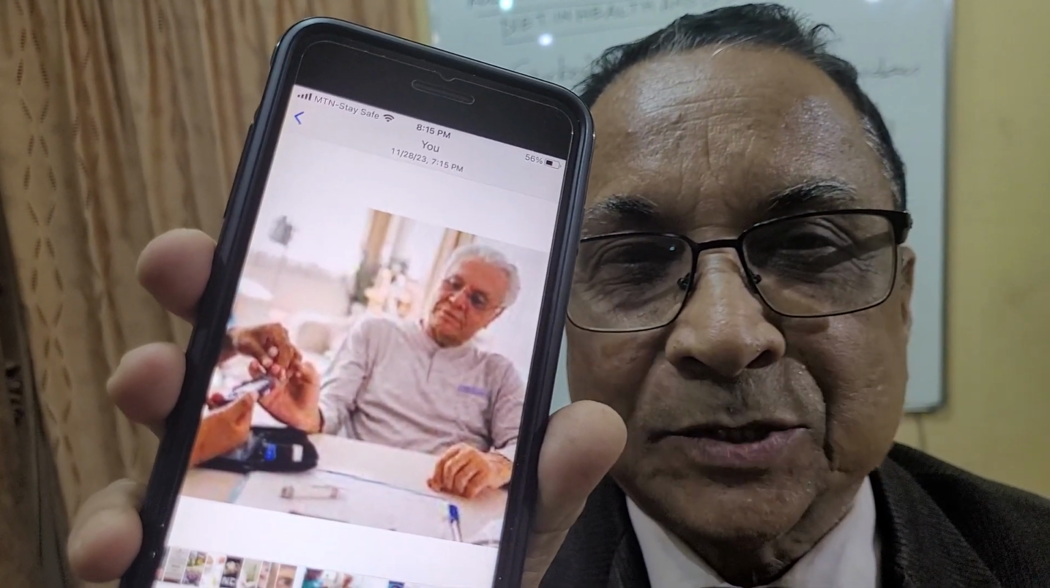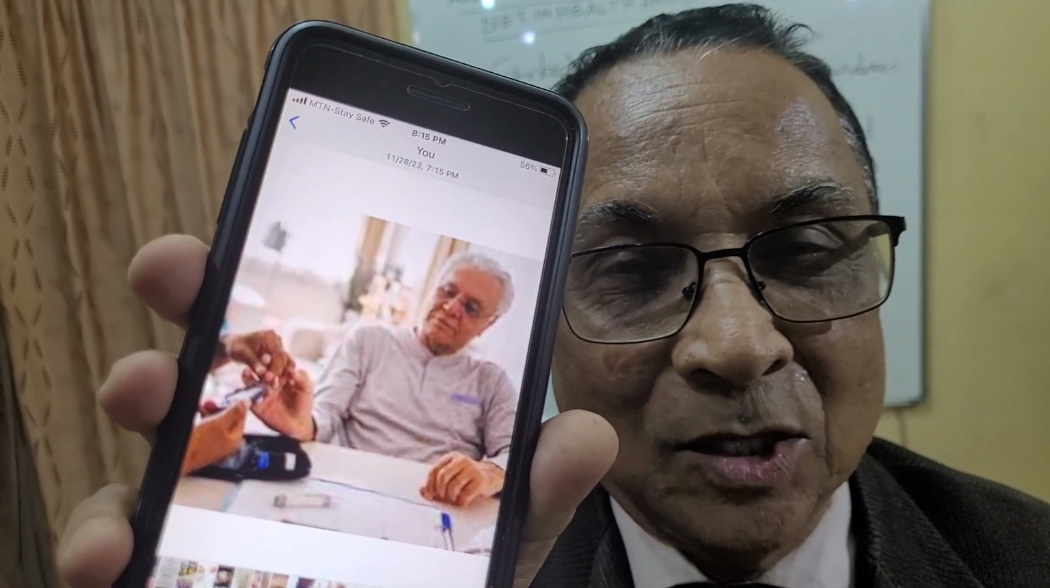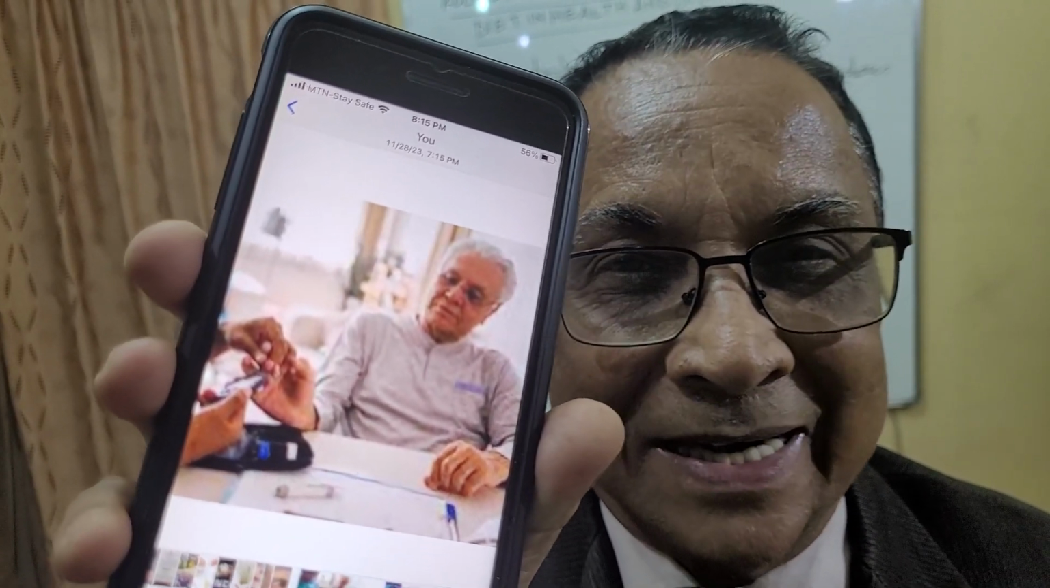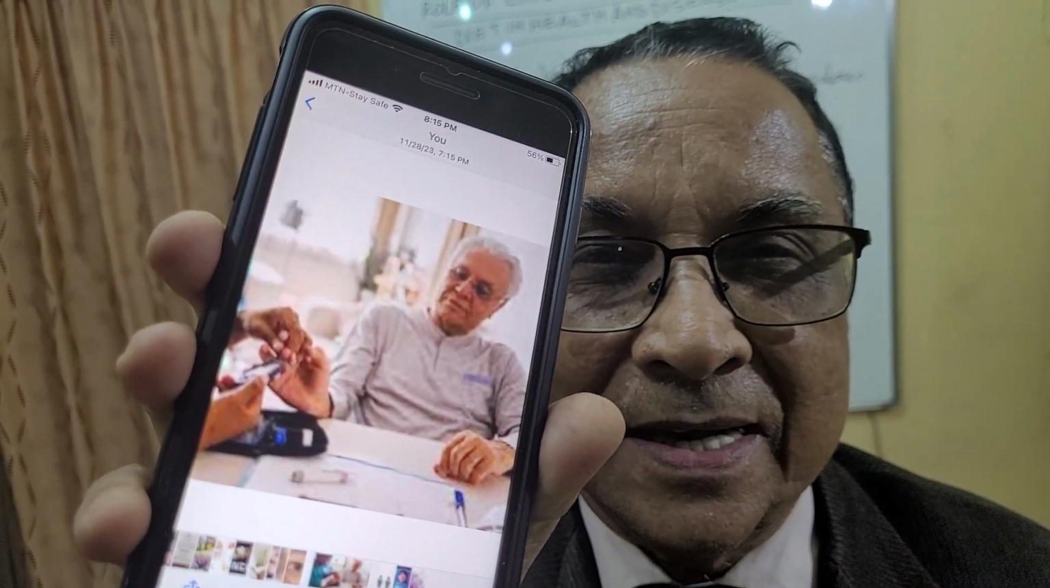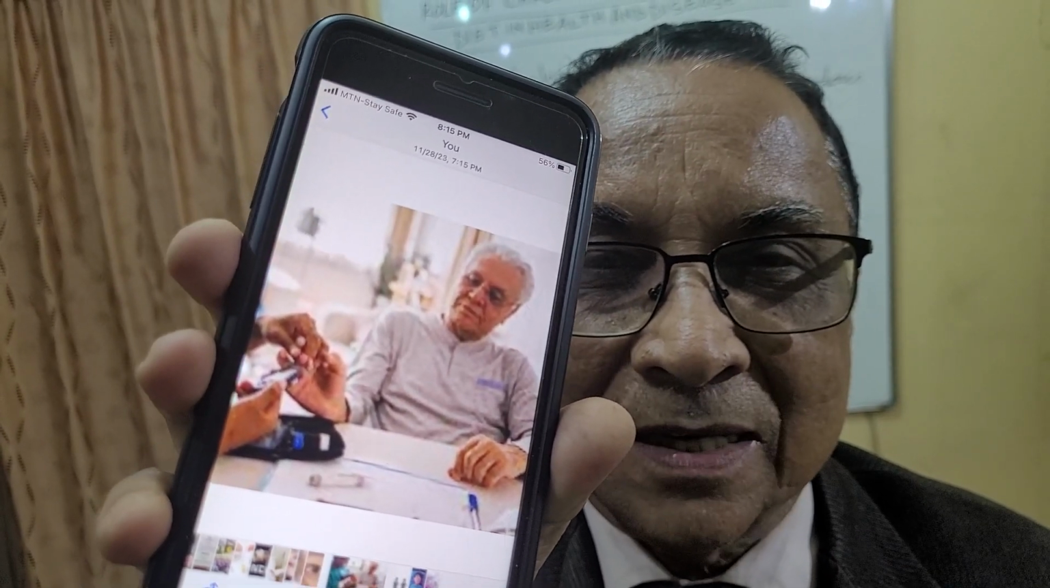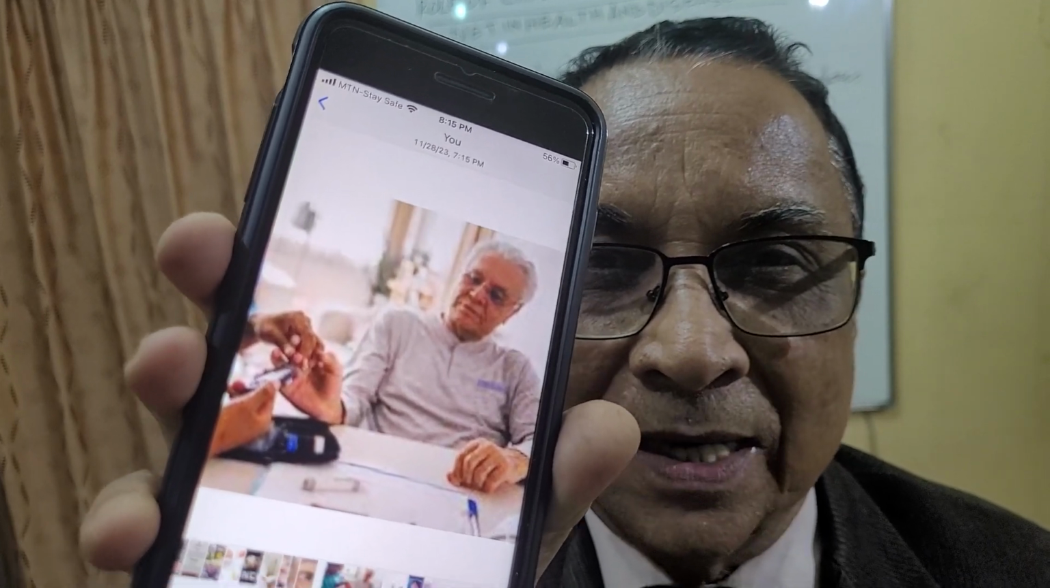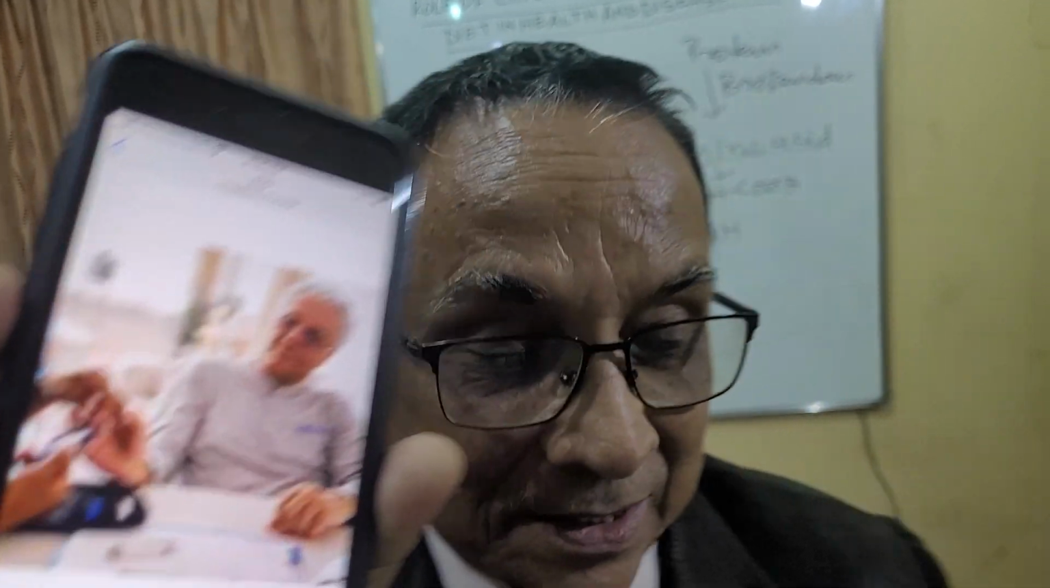Once there is excess sugar in your blood, you will be diagnosed as diabetic, and you will be a patient, and every day, every week, you have to check your blood sugar level. So he is a patient of diabetes.